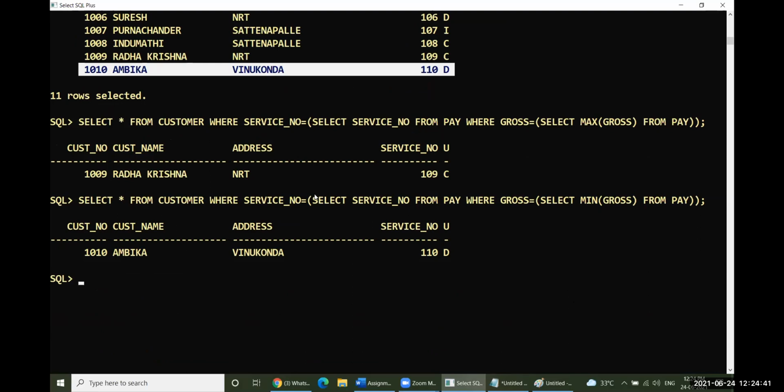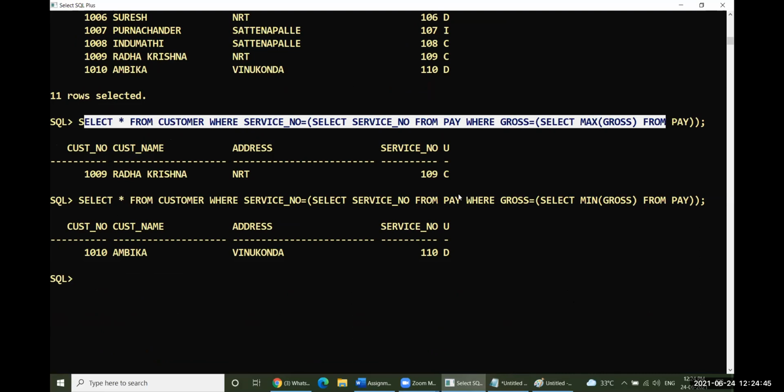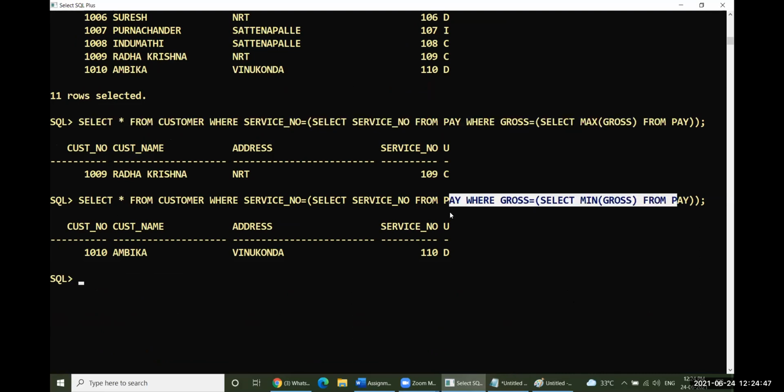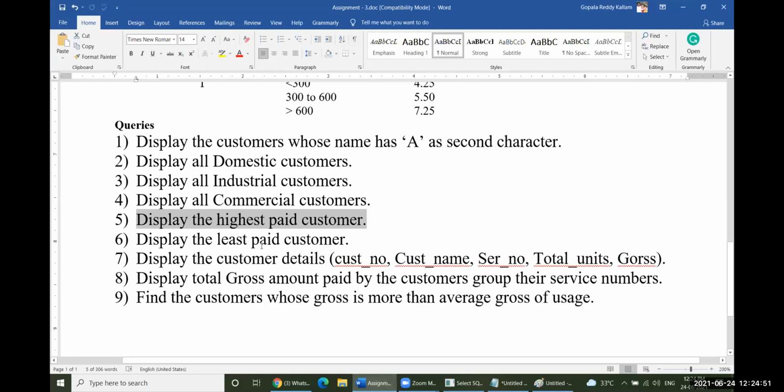Okay, so these are the two queries. These two nested sub queries are supposed to be taken into consideration so that we could get the answer about these two. Okay, next, list paid also gets occurred here. Now display the customer details: customer number, customer name, service number, total units consumed, and gross amount to be paid. So this is the data which is required.